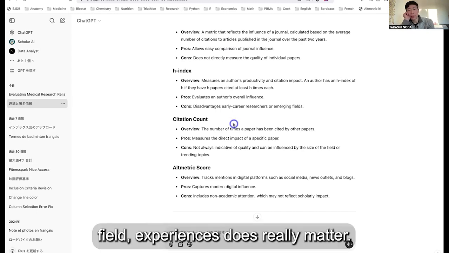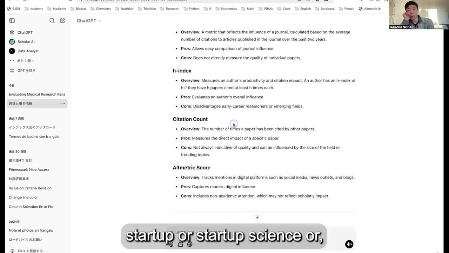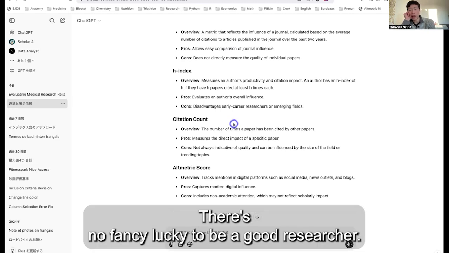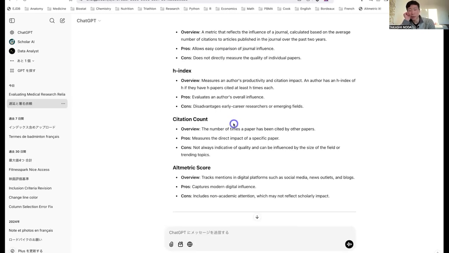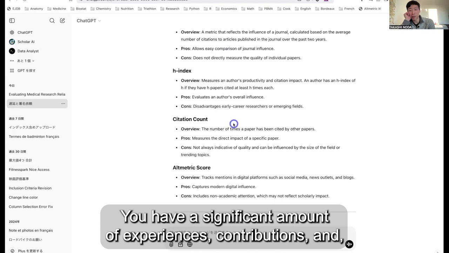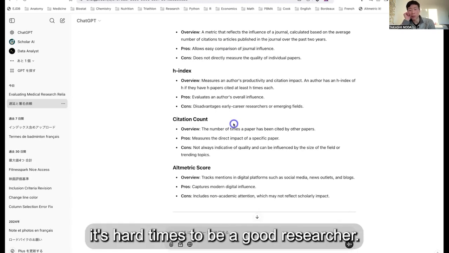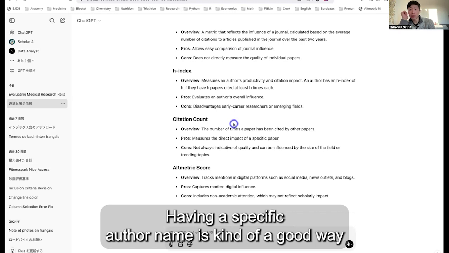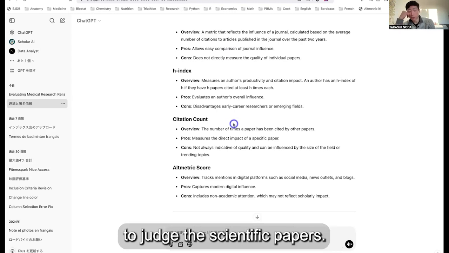Actually, in the scientific field, experience really does matter. It's not like startup science or IT ventures. There's no fancy luck to being a good researcher. You need a significant amount of experience, contributions, and hard times to be a good researcher. So the H index, or knowing a specific author's name, is a good way to judge scientific papers.